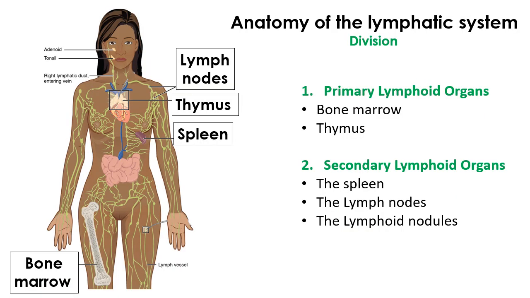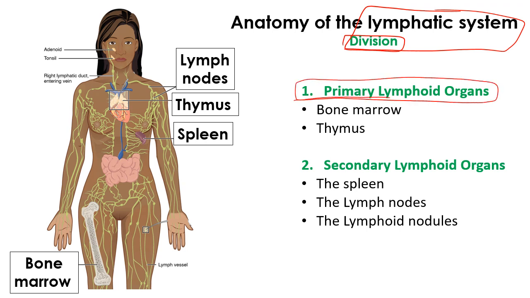Now we're going to review specific organs and divisions of the lymphatic system. You should know that in the immune system, we have primary lymphoid organs and secondary lymphoid organs. The primary lymphoid organs are called primary because this is the place where the stem cells that make white blood cells are located. The thymus is kind of special because this is the place where a specific type of white blood cell, called the lymphocyte, will mature.